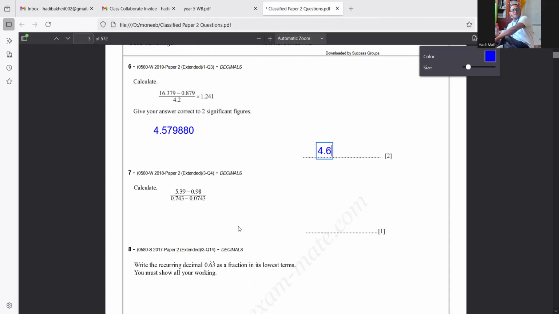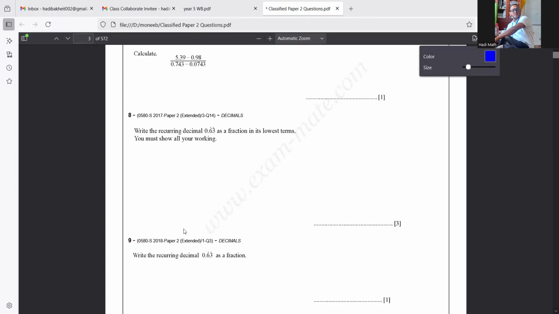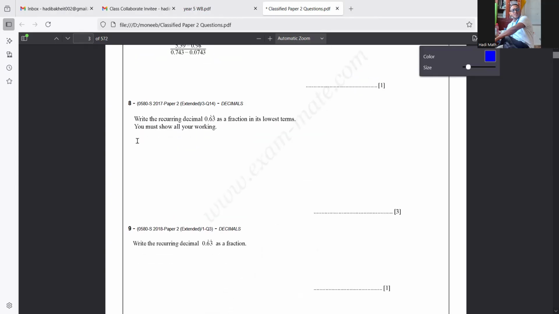The same idea goes for this one. They ask you to calculate and do the same idea, and then go ahead with it. Okay, this question is different than what we did before. They ask you to write the recurring decimal 0.63, where the 63 is recurring, as a fraction. I've told you before, whatever is given to you is x. So immediately write x is equal to what is given to you, 0.63, and the 63, both of them are recurring.